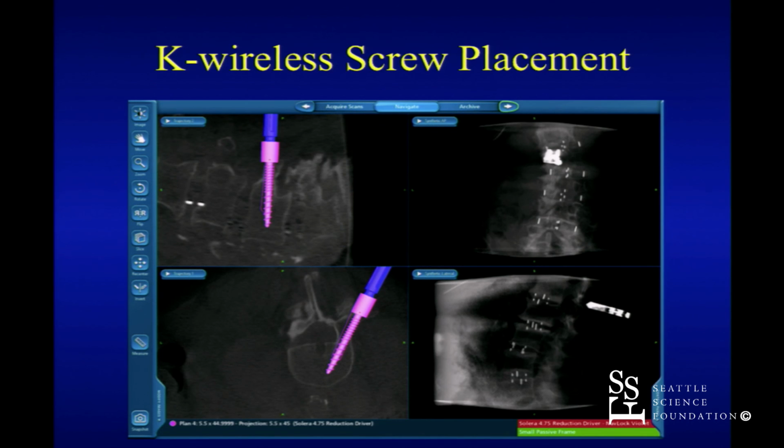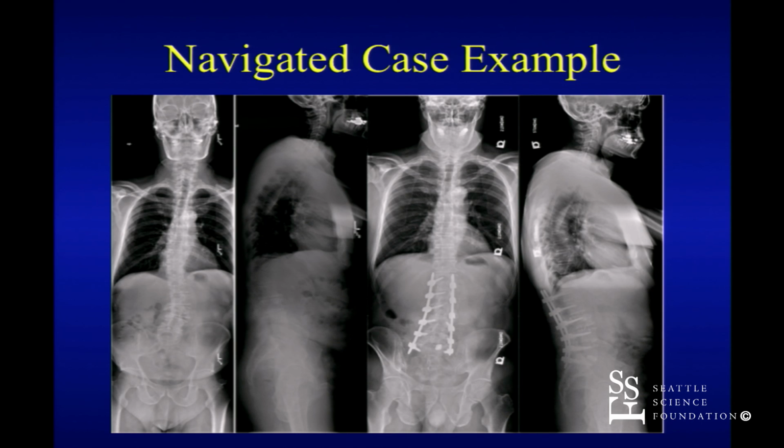So same thing with pedicle screws. You can place them in without K-wires. Admittedly, I don't do enough of this. I started doing K-wireless screw placement. But once again, you can save yourself a significant amount of radiation, and you can achieve the same results.